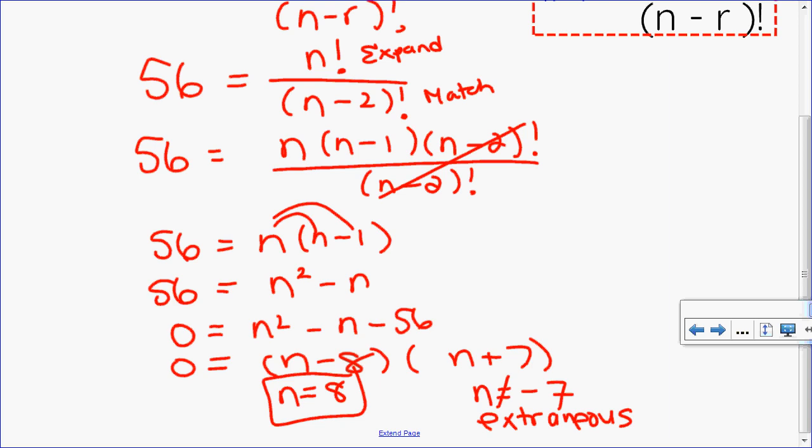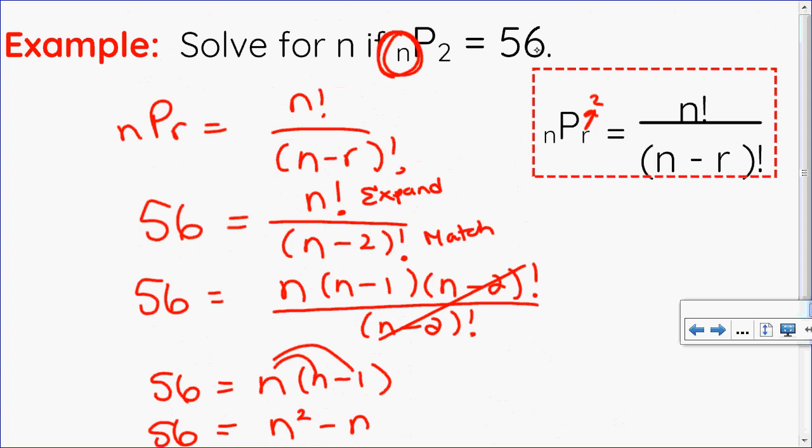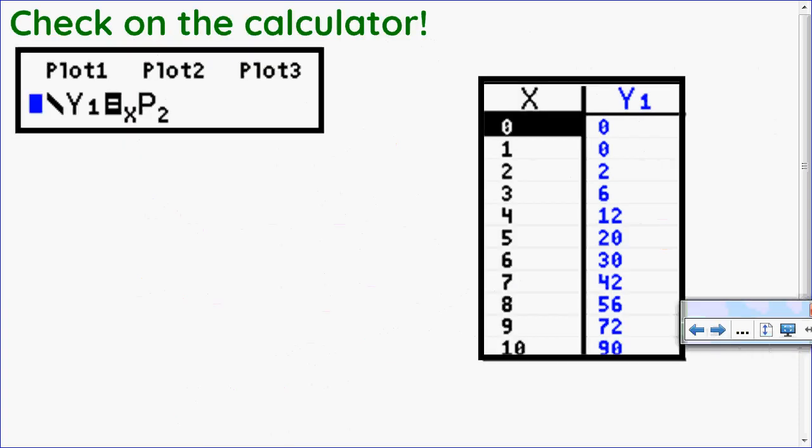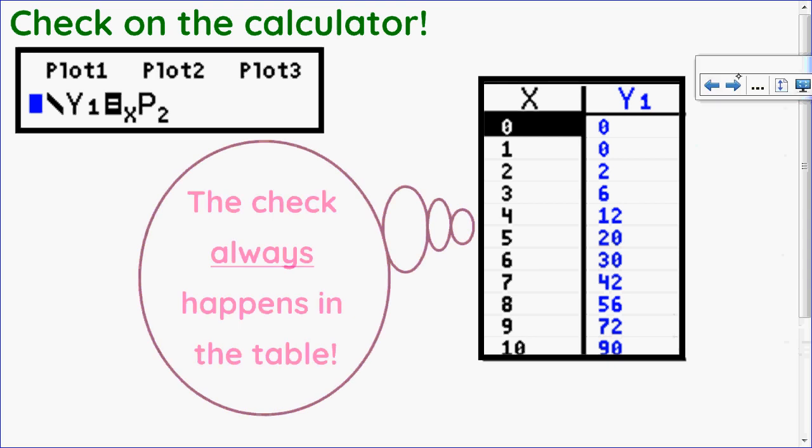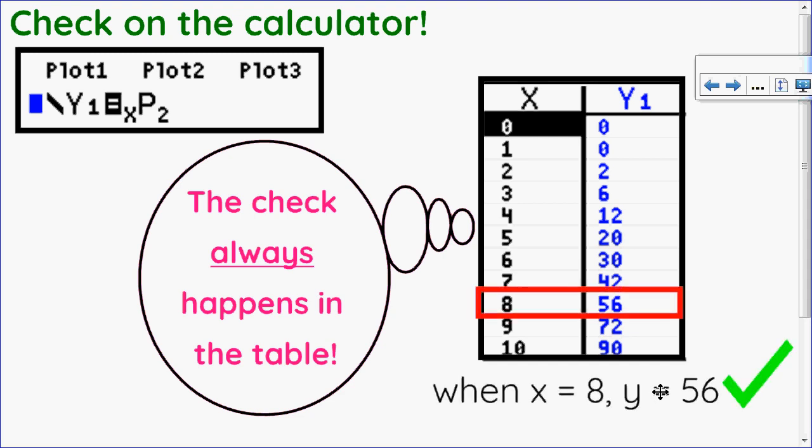Every question that you do, I want you to always check. So I just want to check: is nP2 equal to 56 when n is equal to 8? I'm going to go onto my calculator, and in Y1, I'm going to enter nP2. And I always go to the table, because the check is always going to happen in your table. I'm looking for what happens when n is 8. Is it equal to 56? And you can see when x is equal to 8, y is equal to 56. So I know I solved that correctly.